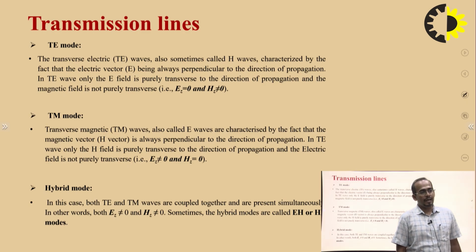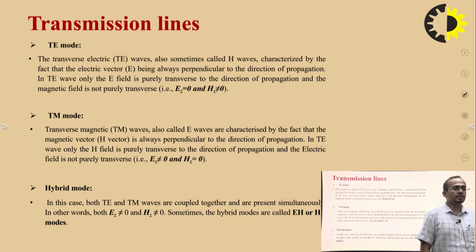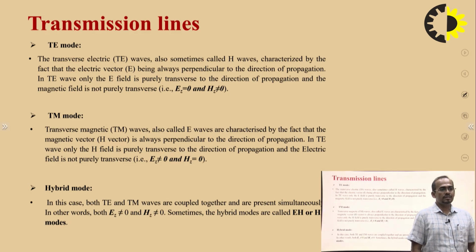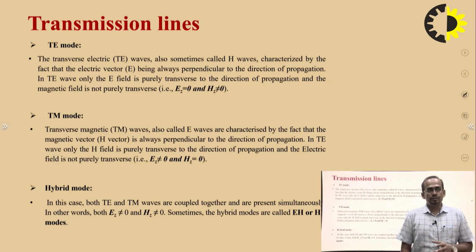In hybrid mode, both TE and TM waves are coupled together and present simultaneously. In other words, Ez is not 0 and Hz is not 0. Sometimes the hybrid modes are called EH or HE modes. So, these are the modes which will be used in the transmission lines.